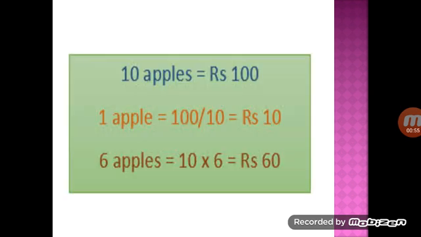Now another example you can understand: 10 apples cost rupees 100. What is the cost of 6 apples? For that we will find out the cost of 1 apple by dividing 100 by 10, and 1 apple will cost rupees 10. Then to find the cost of 6 apples, we will multiply the cost of 1 apple by 6 to get our answer, that is 60.